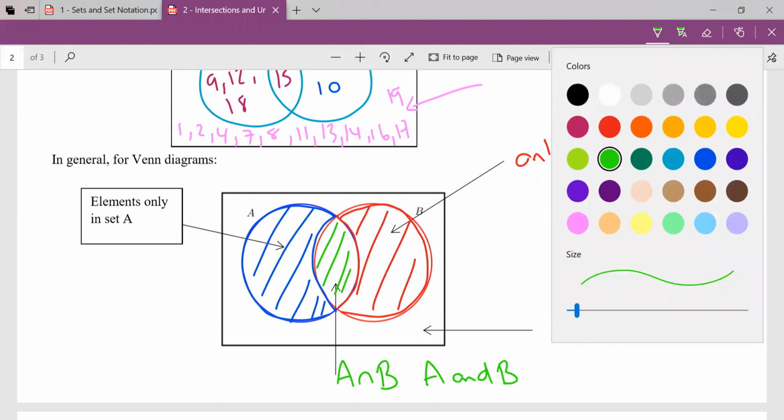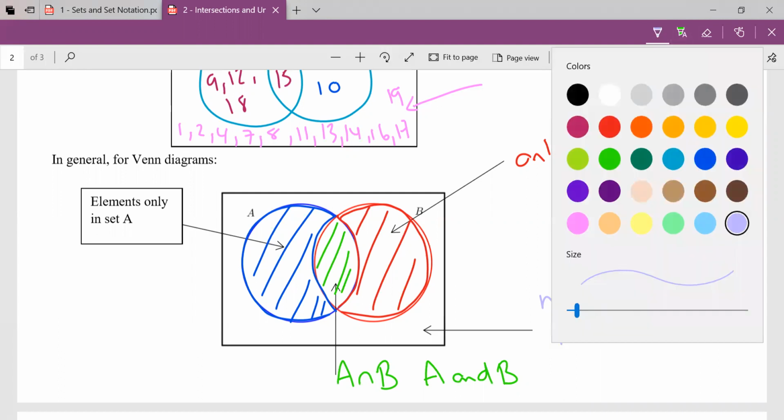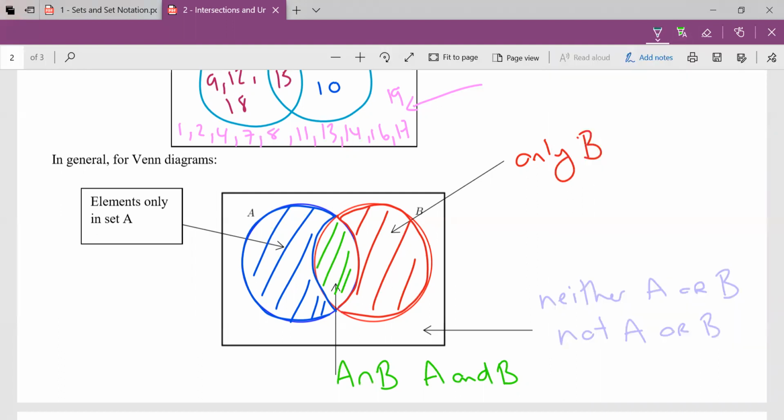Out here, this bottom area, let's go pretty violet. These are the elements that belong to neither A nor B. One way we usually write this in 30-2 is not A or B, like that. So I want you to be able to break these things down. And if I asked you for the union, it would be all of this right there. So the dark green there would be the union.